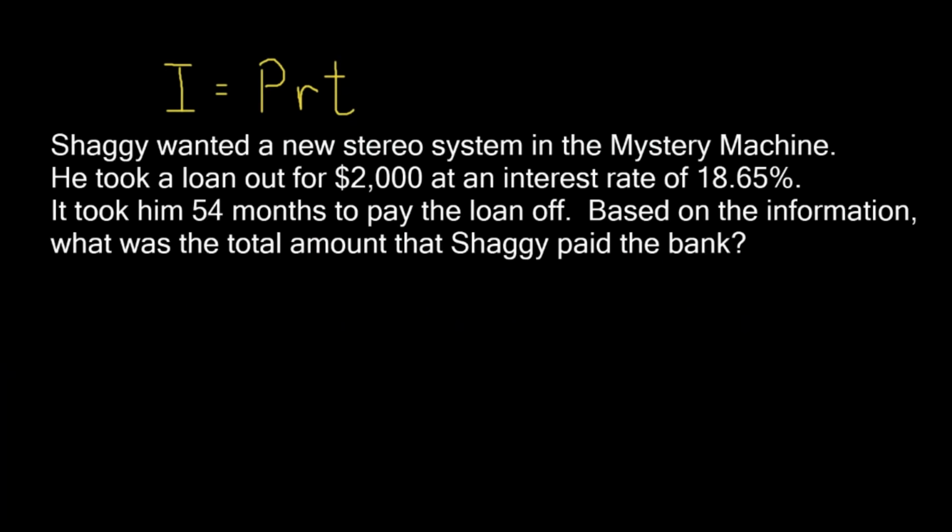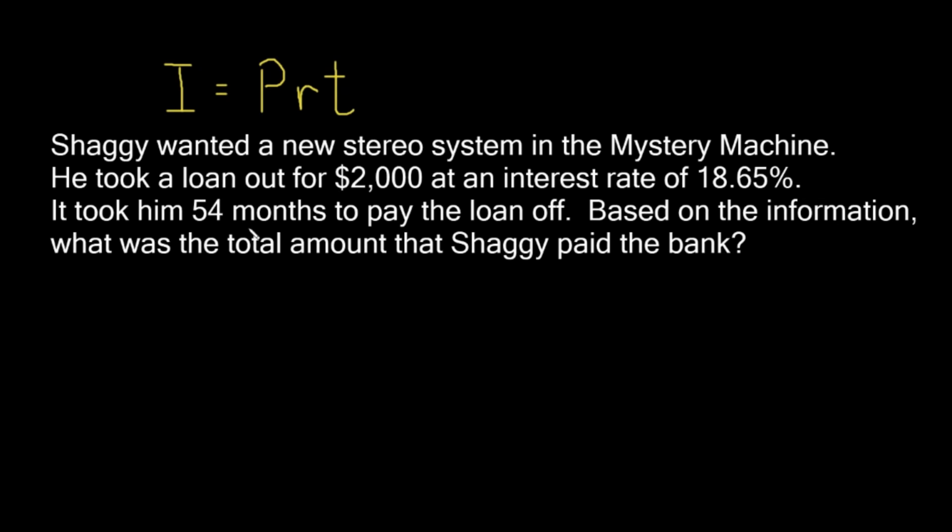Okay, so this one here, it's a word problem. It looks complicated. So let's try it. Shaggy wanted a new stereo system in the Mystery Machine. He took a loan out for $2,000 at an interest rate of 18.65%. It took him 54 months to pay the loan off. Based on the information, what was the total amount that Shaggy paid the bank?